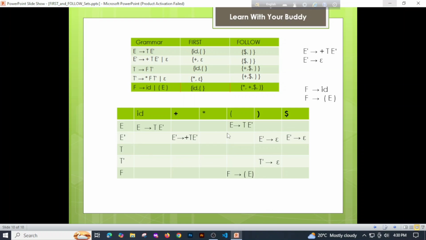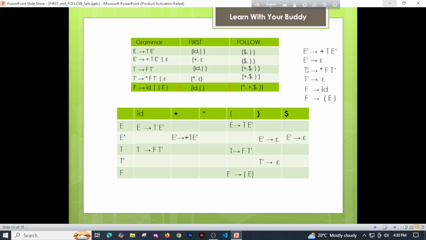After that we have the grammar T arrow F T prime. In the id section it has this, and we also have that in the opening bracket section. So let's write them. In the id section at first, and after that in the opening bracket section. After that we have T prime. Now T prime is also divided.